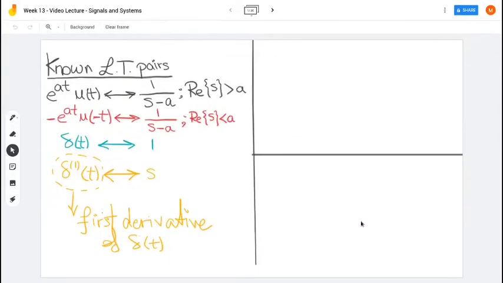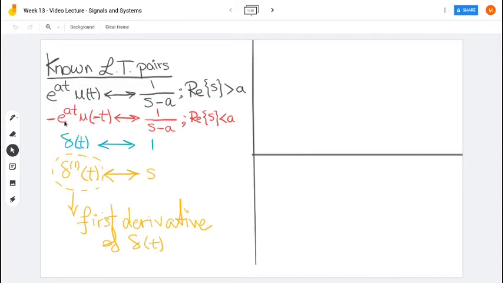So far we have seen the following pairs. e to the power at u of t has a transform 1 over s minus a with the real part of s larger than a. This is the region of convergence. And we have a right-sided signal with a right-sided ROC.